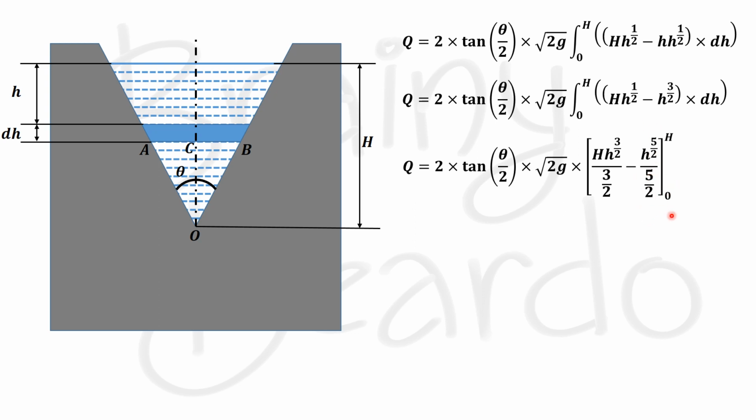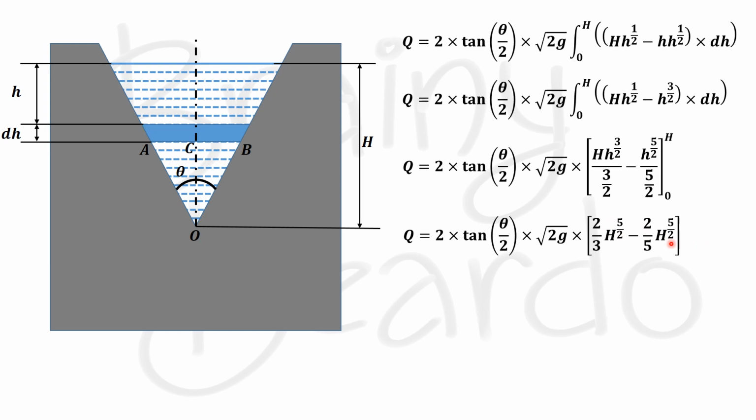So within the limits 0 to H. When we apply the limits, instead of the small h, we can apply capital H, and instead of this h also we will apply capital H. So this becomes capital H into capital H to the power of 3/2. When we add up these, we get capital H to the power of 5/2. And this 3/2 is taken to the numerator, as well as this 5/2. So we get 2/3 into capital H to the power of 5/2 minus 2/5 into capital H to the power of 5/2.